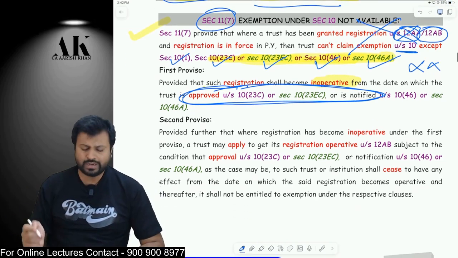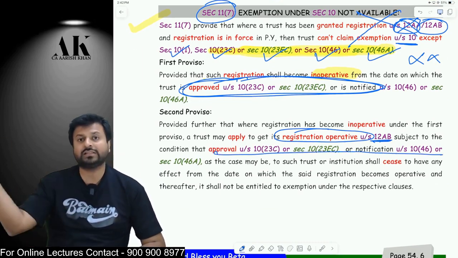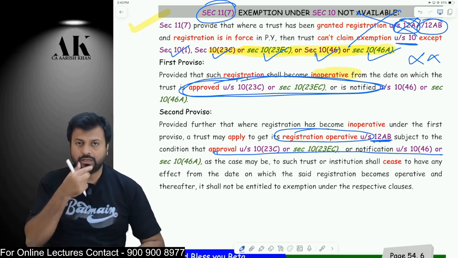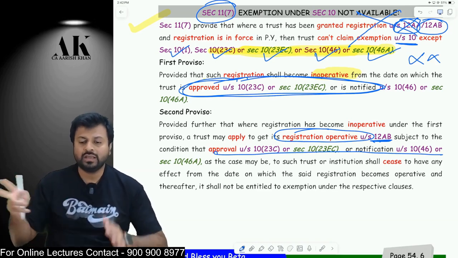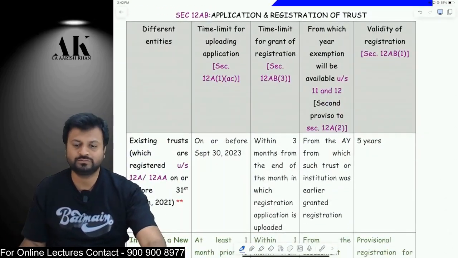Can I come back to 12AB? Yes, you can come back to 12AB. You can apply for a fresh registration under 12AB the moment you are again deregistered from the Section 10 notification. So moral of the story, you can either come here or go there. You cannot enjoy both the provisions at the same time. I hope it is clear to all of you.